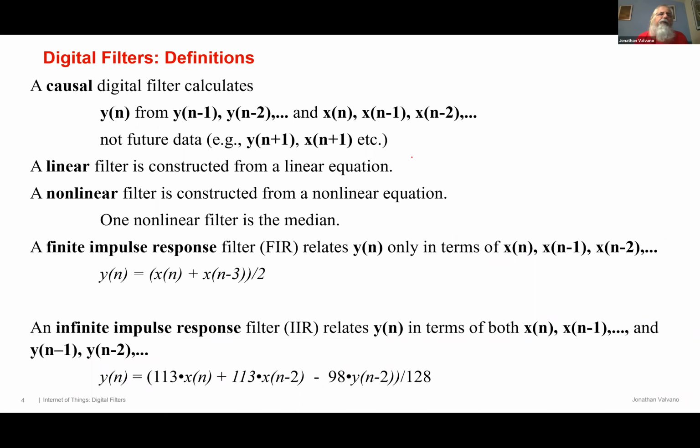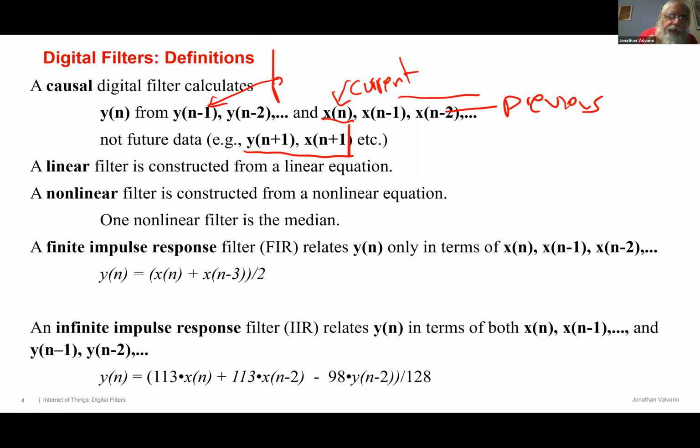Now you can have non-causal filters if you're analyzing data that's already been sampled, where you've collected data in the past and you want to interpret it. You could have a non-causal filter that looked into the future. But in an embedded system like an IoT device, you're only going to be a function of the current sample and the previous samples. And this is the previous outputs, the previous filters.